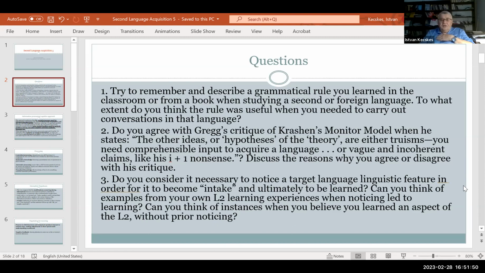All right, so let's look at the last one. It says, do you consider it necessary to notice a target language linguistic feature in order for it to become intake and ultimately be learned? Can you think of examples from your own L2 learning experiences when noticing led to learning? Can you think of instances when you believe you learned an aspect of L2 without prior noticing? Noticing is very important. We're going to talk about it a little bit. I just mentioned intake, so please think about it for a couple of minutes, and I'm going to come back and ask you what your response is.